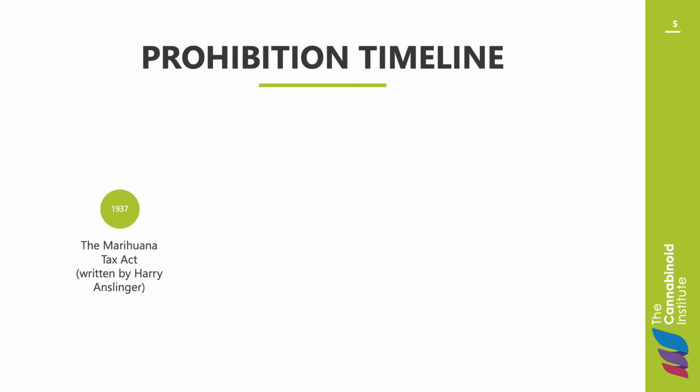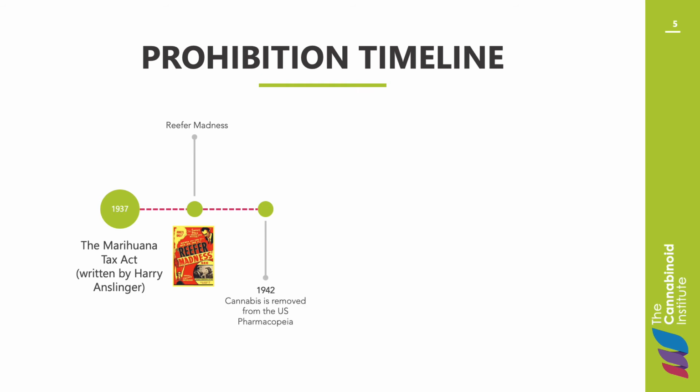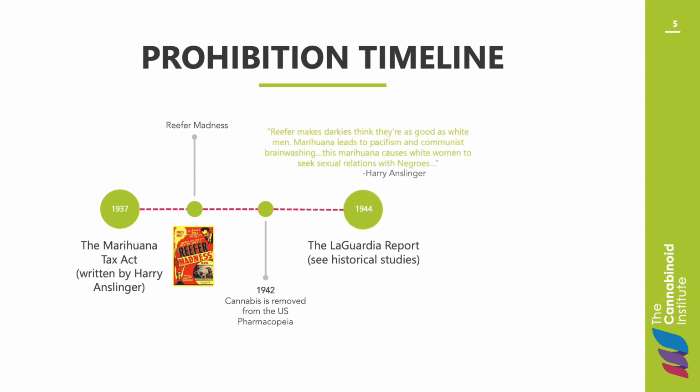Around this same time, the film Reefer Madness began circulating as a propaganda film about the dangers of marijuana. Although the film is now a comedy cult classic, at the time, it painted a very scary, albeit completely false, picture of cannabis to help push public sentiment against the drug. In 1942, cannabis was removed from the U.S. pharmacopoeia, thus losing its remaining mantle of therapeutic legitimacy, according to the American Medical Association.